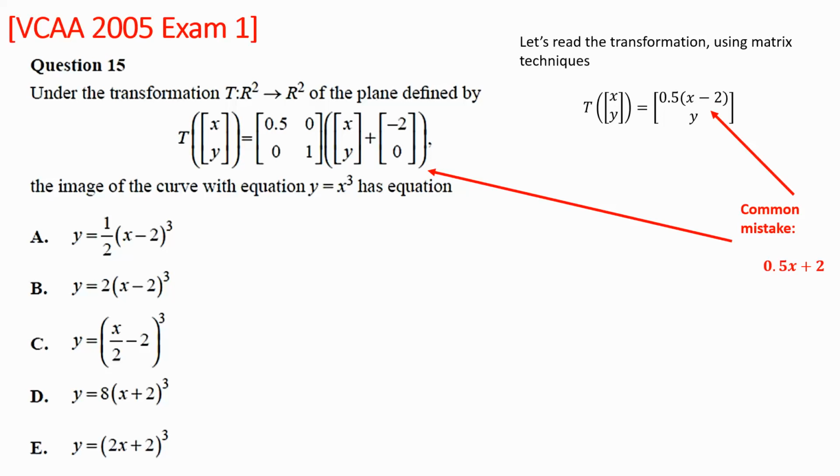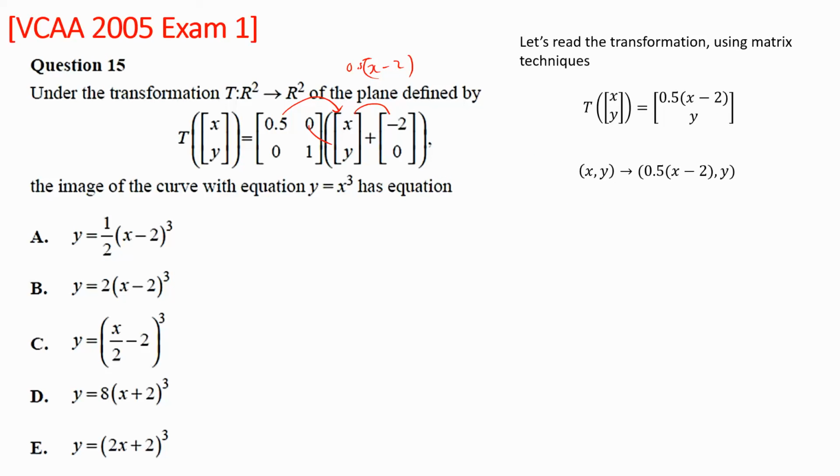Technically, that's what you're saying: x minus 2, then multiply by 0.5. That's what I'm showing here. I'm adding these 2 together, which is x minus 2, and then multiplying the factors, so x times that and 0 times y. So that's why it becomes 0.5.